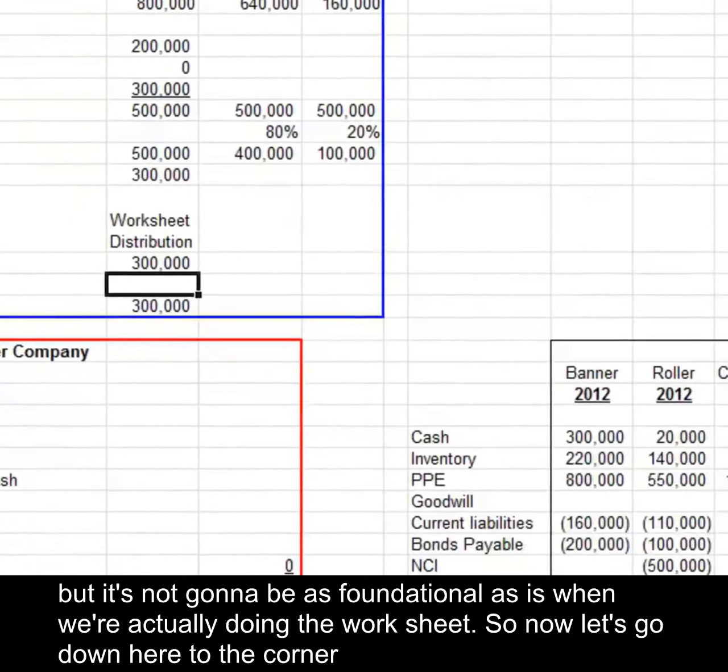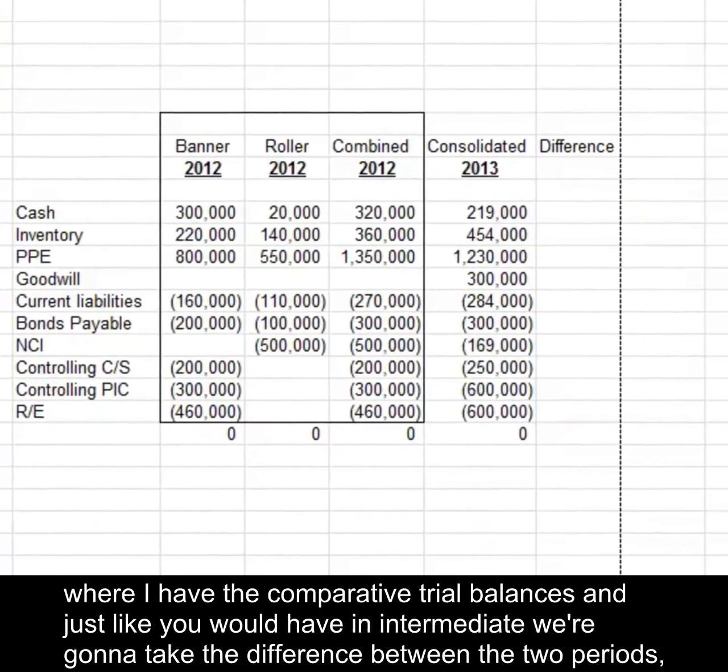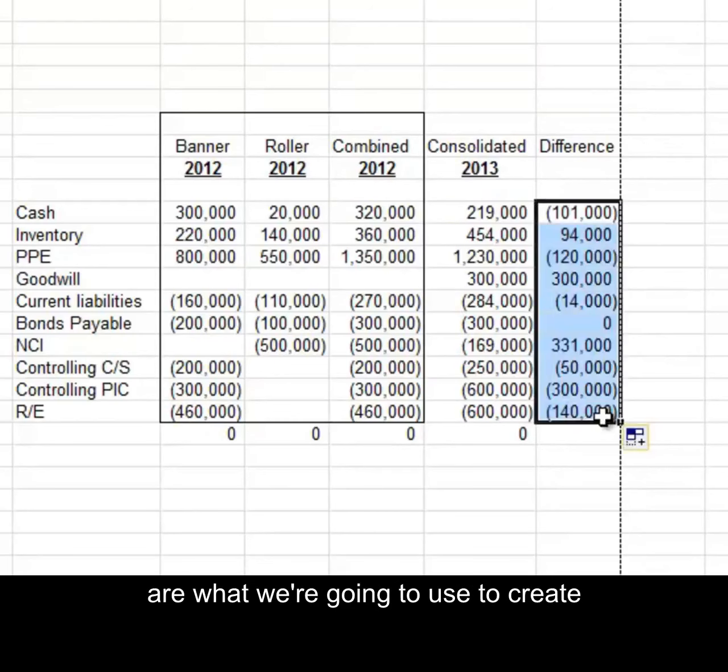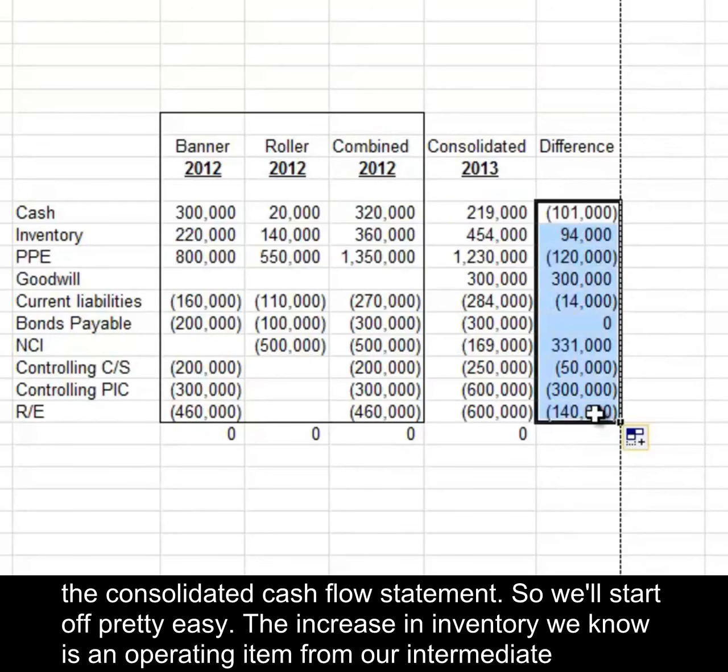So now let's go down here to the corner where I have the comparative trial balances. And just like you would have in intermediate, we're going to take the difference between the two periods, and those differences are what we're going to use to create the consolidated cash flow statement. So we'll start off pretty easy.